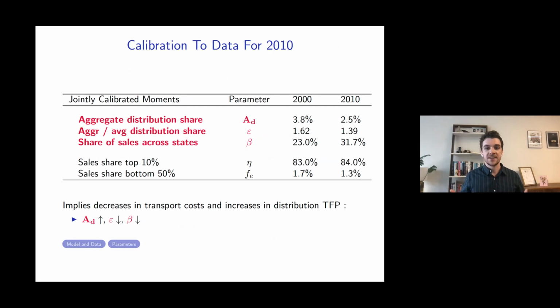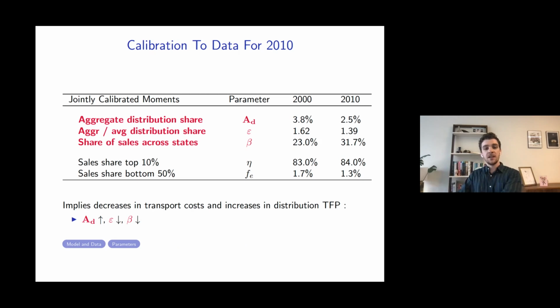Just to wrap up, in our last exercise we calibrate the parameters also to 2010. What I'm showing here are the 5 main parameters that we calibrate in the model, with the values in 2000 and 2010 separately. So what happened over time? The aggregate distribution share fell from 3.8 to 2.5%. The ratio of the aggregate to average fell from 1.6 to 1.4. The share of sales across states increased from 23 to 32. And at the same time, the sales share of the largest 10% of firms also increased slightly.